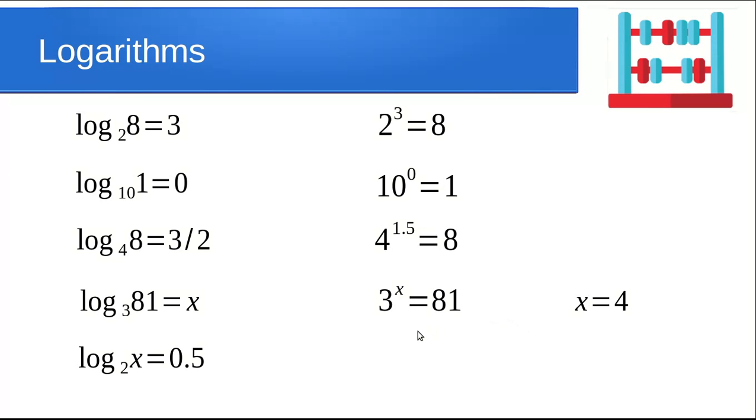Let's try one more of those. Log base 2 of x is a half. Now this time the unknown is in a different position. It's always easier though, I think, if you rewrite it in index form. So 2 to the power of 0.5 is x, and then we can just see what x is, because 2 to the power of a half is the square root of 2. So that's how logarithms work. That's the general way we use logarithms.